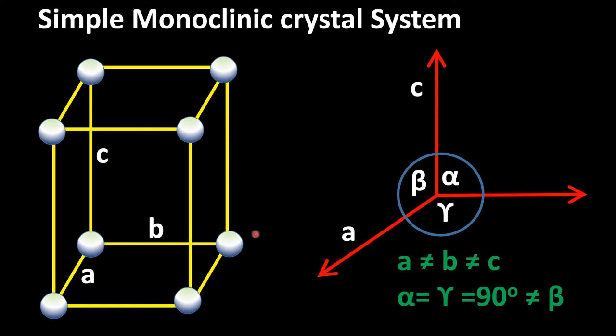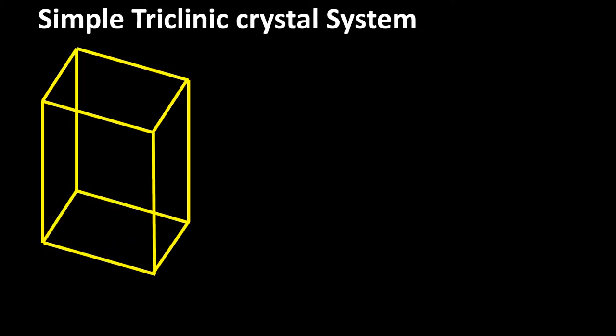So this structure is the second least symmetric structure. It has the least symmetry. So this is our monoclinic crystal system. Now we discuss the simple triclinic crystal system. This is our triclinic lattice.